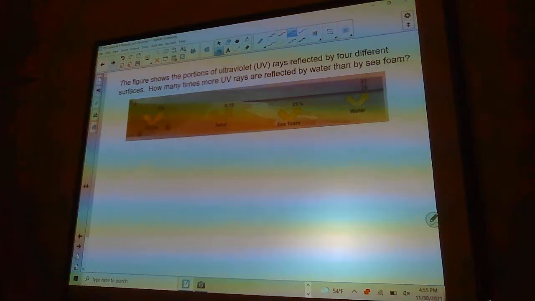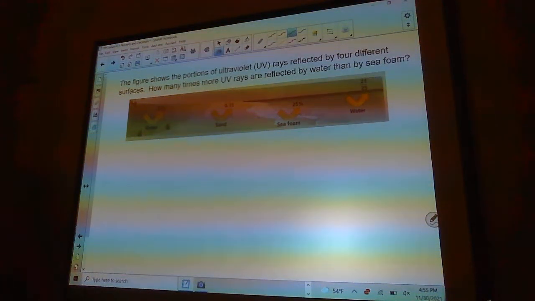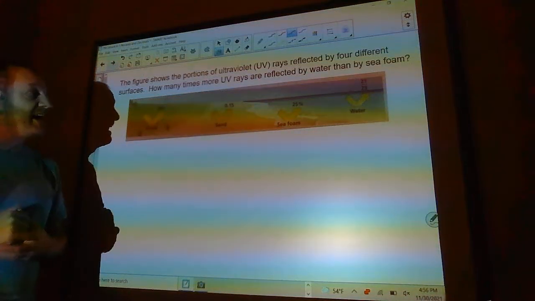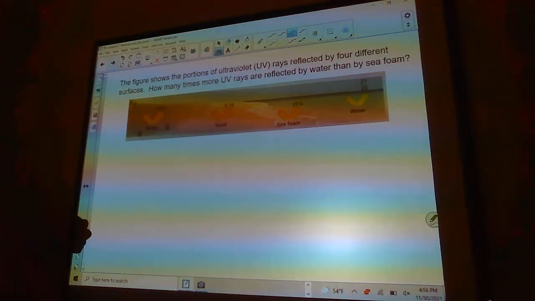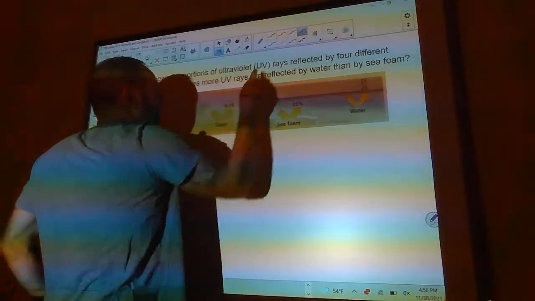This figure shows the portions of ultraviolet or UV rays reflected by 4 different surfaces. So how many times more UV rays are reflected by water than by seafoam? So grass will reflect 3% of UV. Okay. Sand, 0.15. So what percent is that? Oh, that's 15% right there.